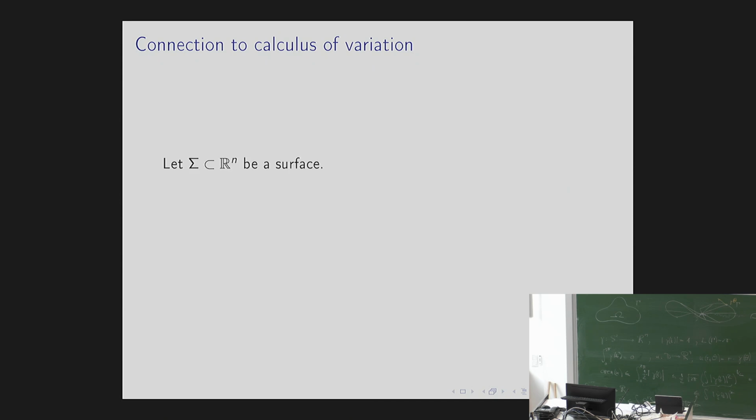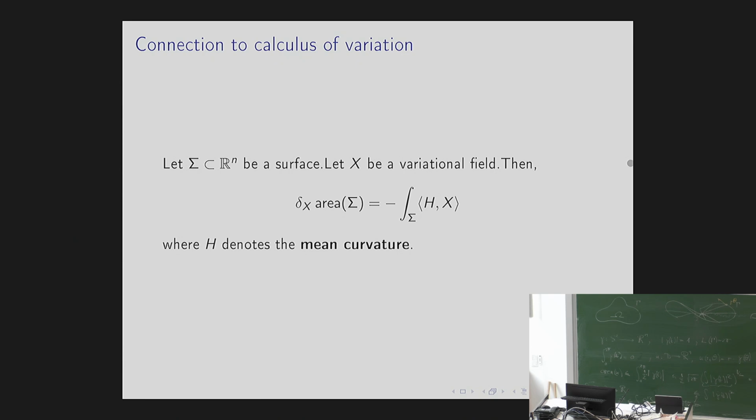So here's a basic fact. Suppose you have any surface in Rn, and then suppose you have a variational field. I'll tell you what that is in a second. Then the following thing holds. It's usually referred to as the first variation formula. So suppose you have your surface sigma, and by variational vector field, I just mean a vector field that has compact support away from the potential boundary of this sigma. So it maybe looks something like this.